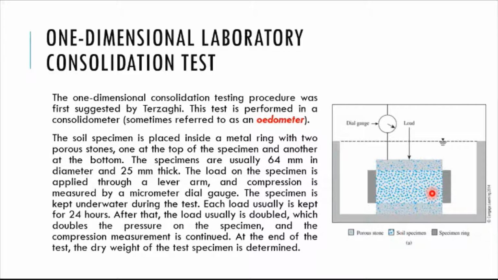The load on the specimen is applied through a lever arm, and the compression is measured by a micrometer dial gauge. The specimen is kept underwater during the test, and each load is kept for 24 hours. After that, the load usually is doubled, which doubles the pressure on the specimen, and the compression measurement is continued. At the end of the test, the dry weight of the test specimen is determined.